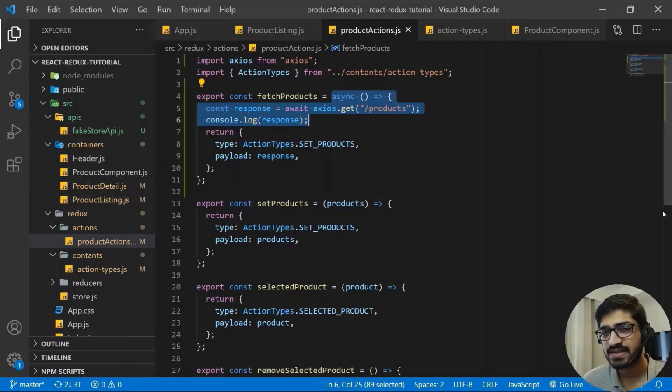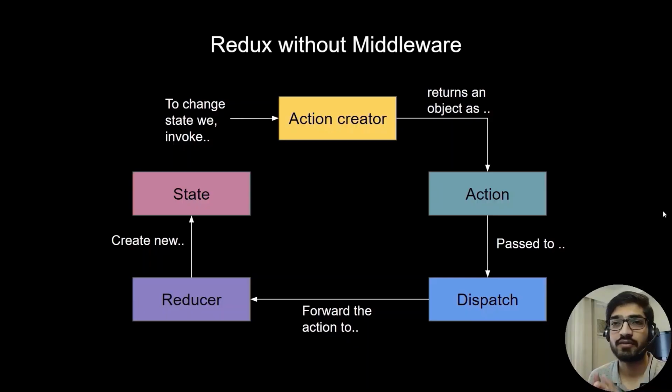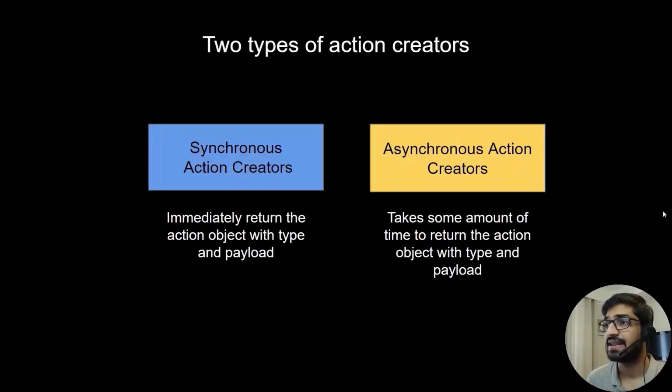So let me show you some slides to explain this a little bit more. So this was the slide, which is Redux without a middleware. And now we have two types of action. So before we had a synchronous action, which immediately returns the action object with type and payload.